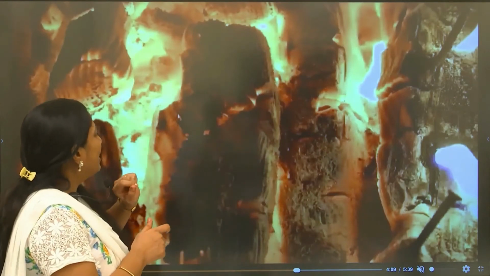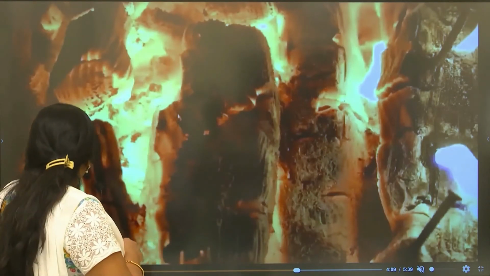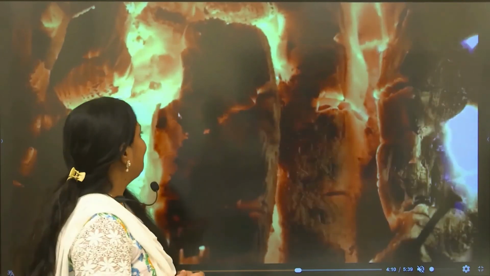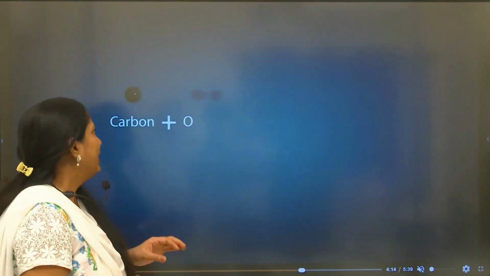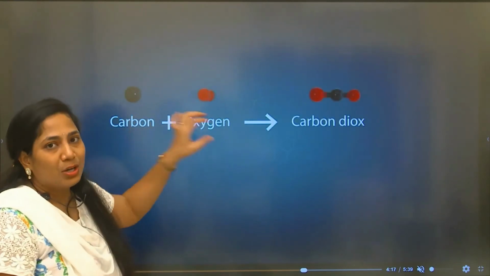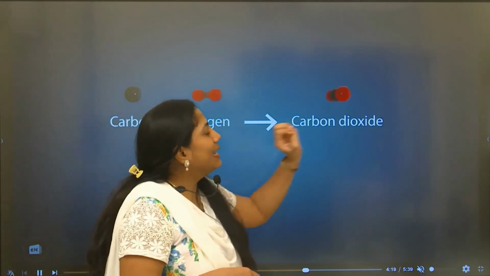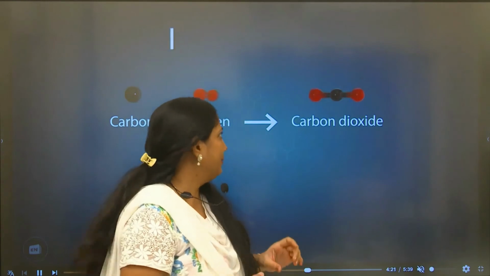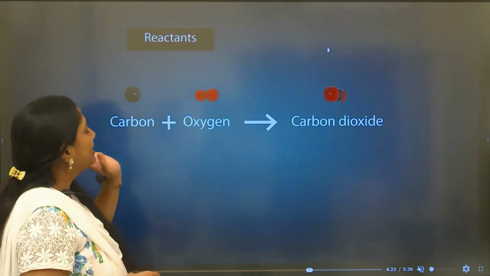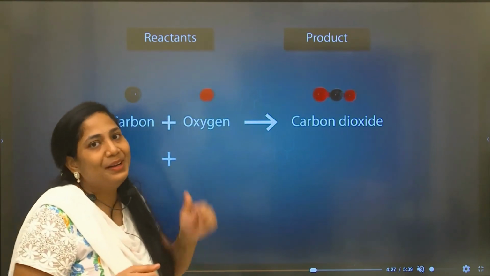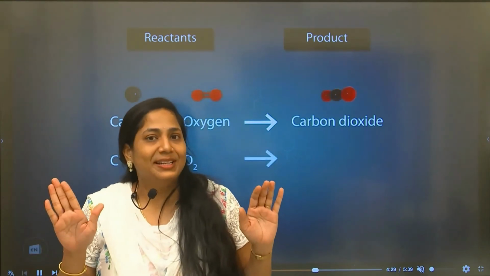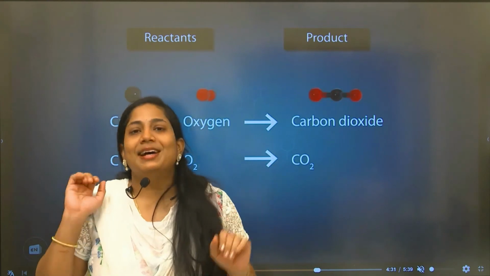Let us now quickly check one more simple example of a reaction. We have considered burning coal which converts into ash, so what is happening inside? It's carbon plus oxygen which combines and leads to carbon dioxide. That is the reactants and the products. As we all remember, on the left hand side and on the right hand side we have reactants and products.